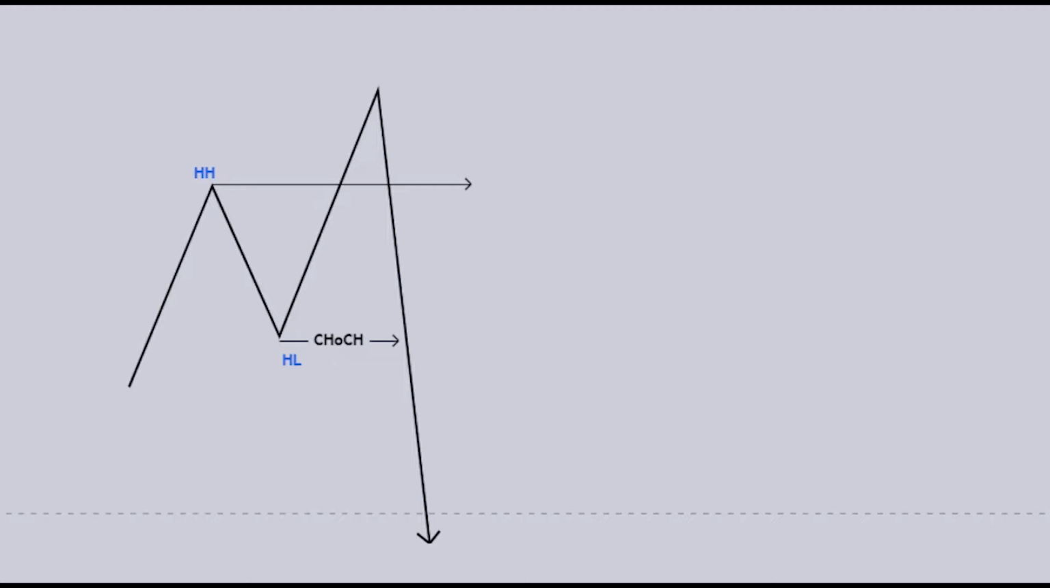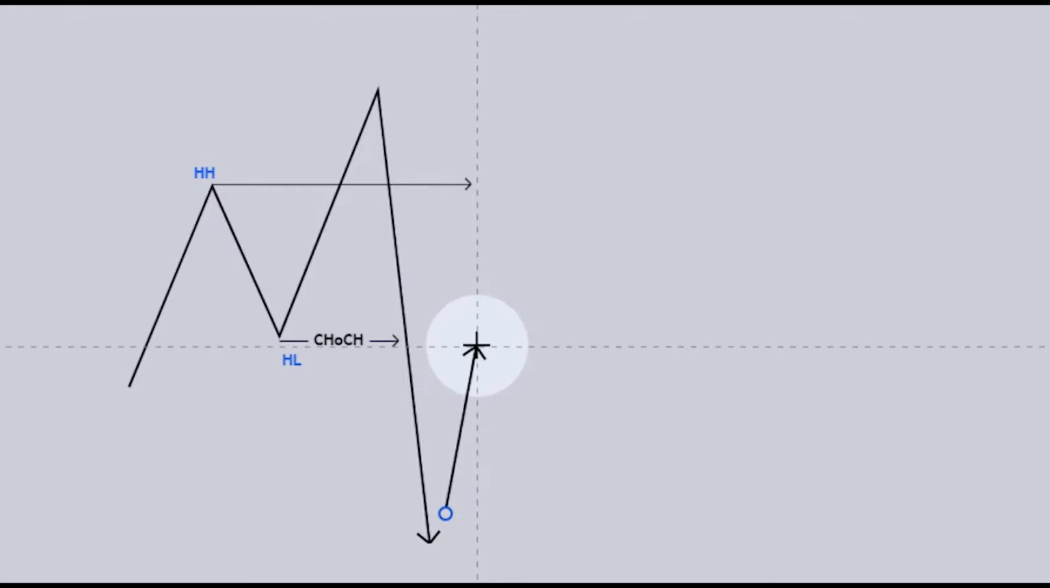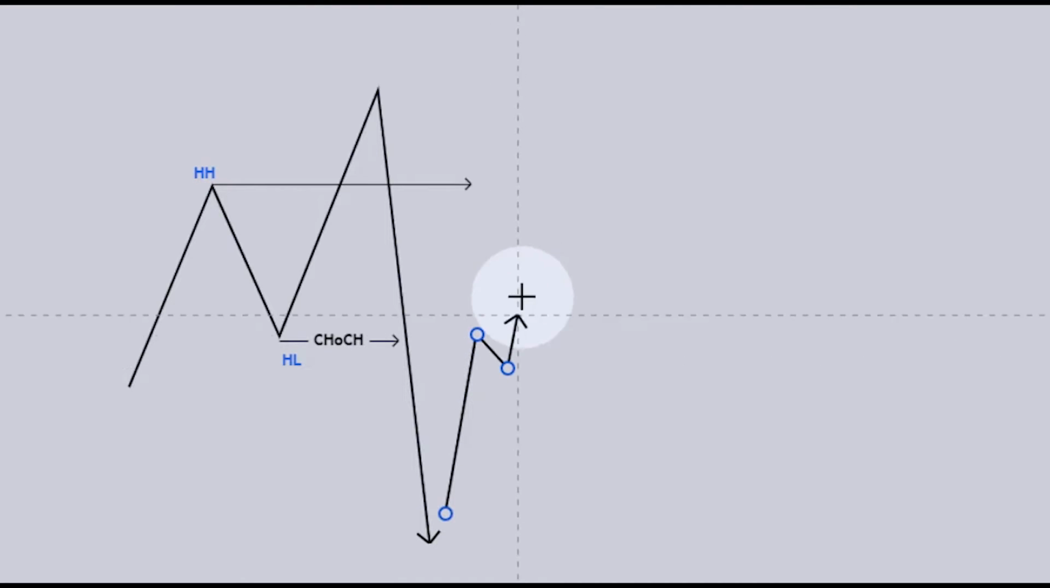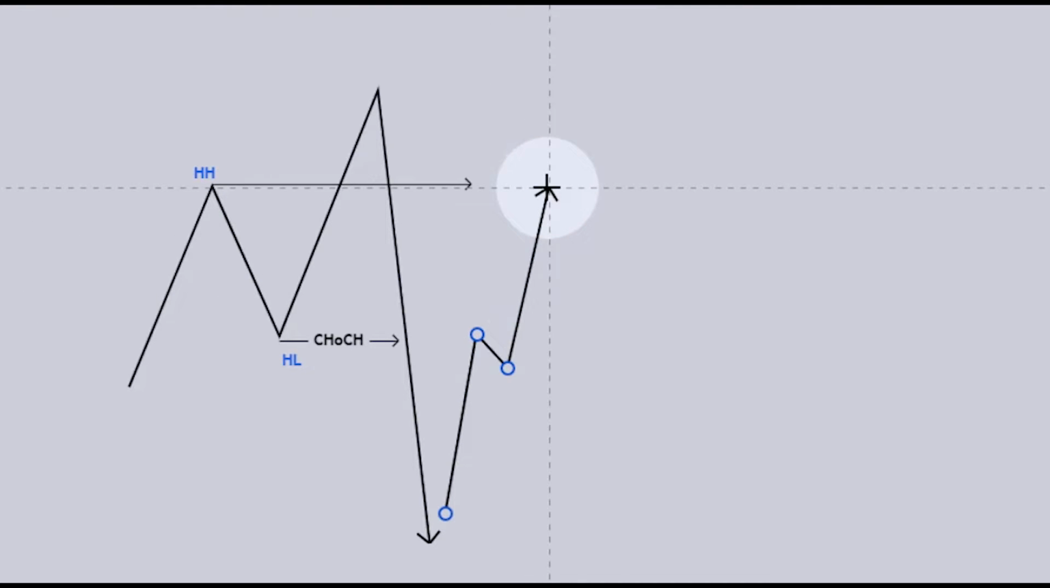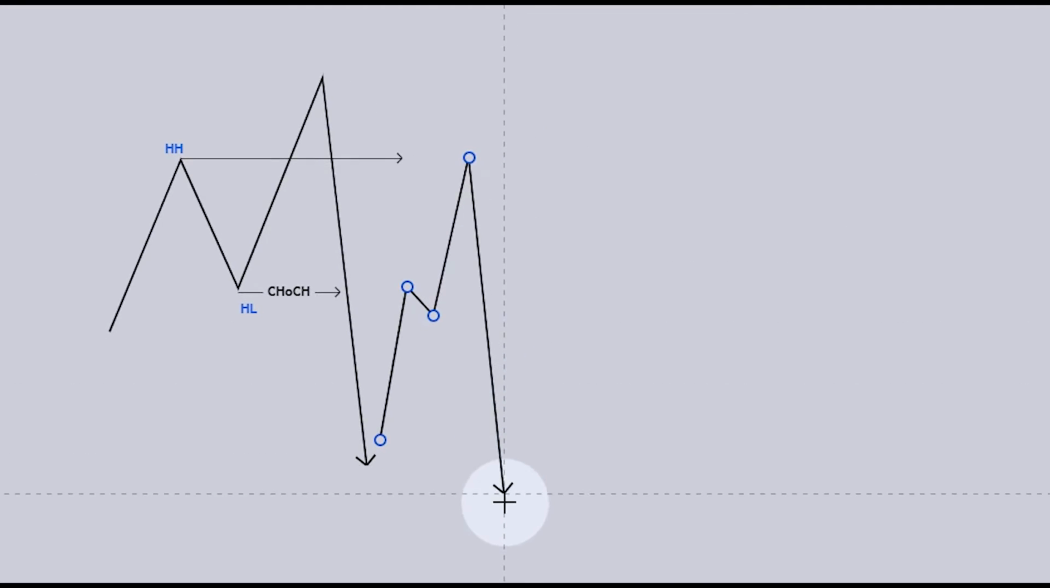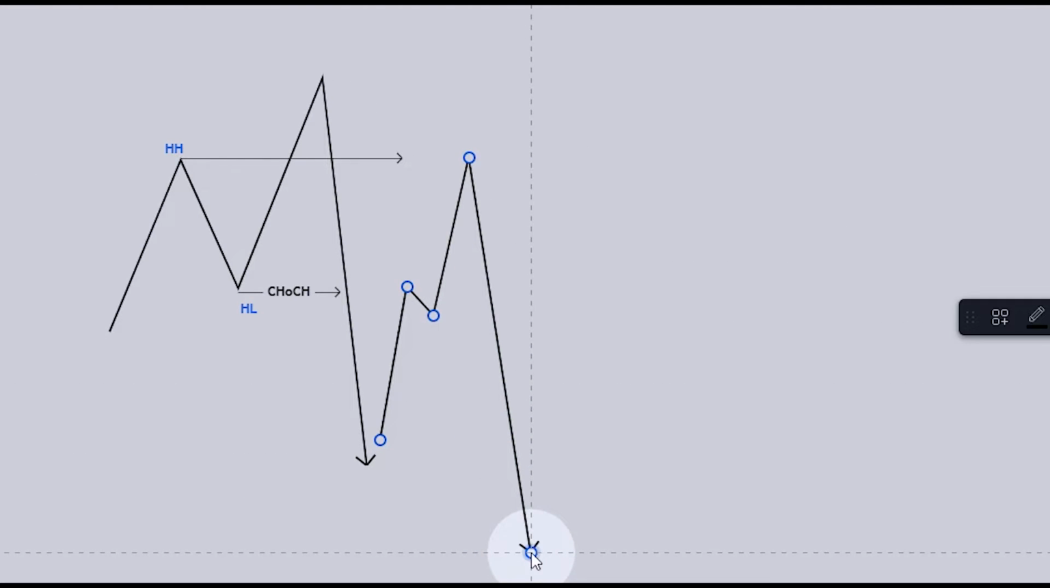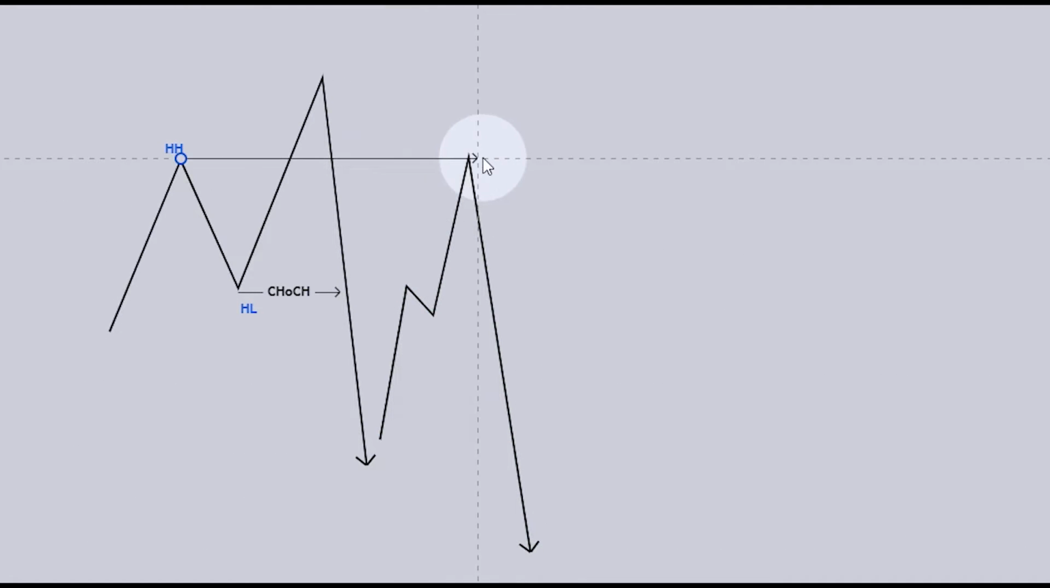Now that we understand what the Quasimodo pattern is, let's talk about how to use it in Forex trading. One of the key benefits of the Quasimodo pattern is that it can be used to confirm trend reversals. If you see a Quasimodo pattern forming, it may be a good idea to consider selling a currency if the trend was previously going up, or buying a currency if the trend was previously going down.